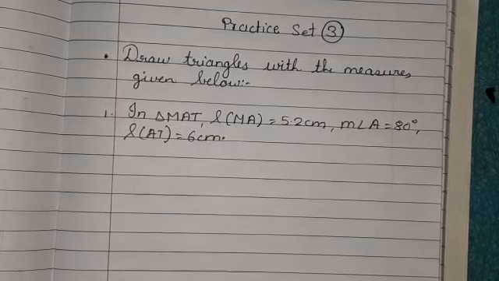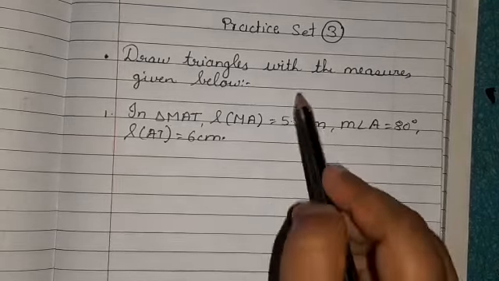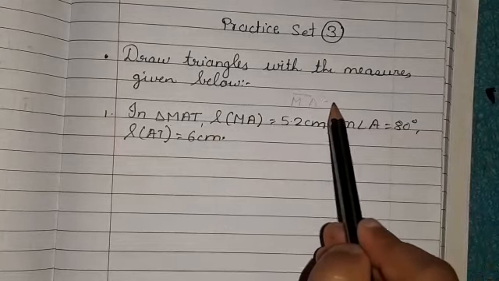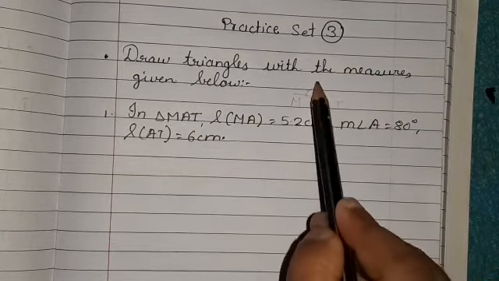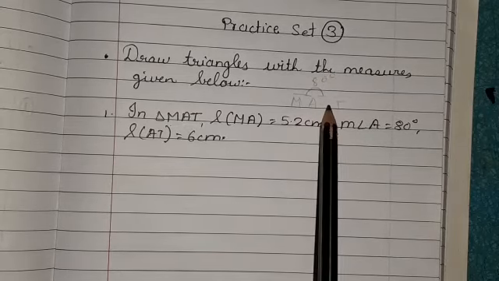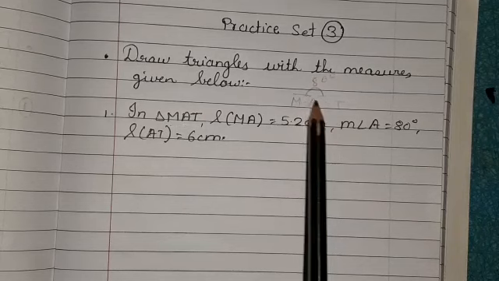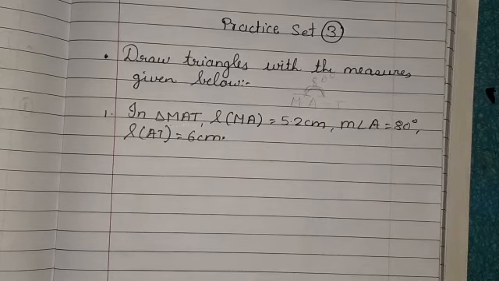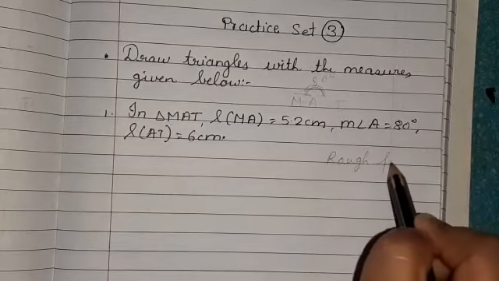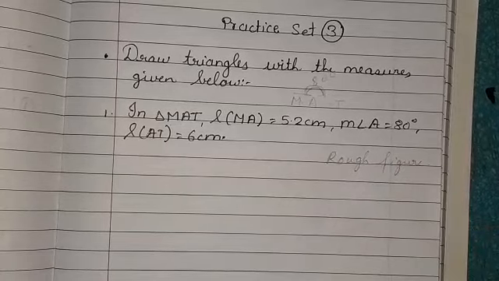Now if you will see, then length MA is here, suppose, and AT is the other one. Angle between both of them is given, that is 80 degree. Means two sides of the triangle are given and those two sides are making an angle of 80 degree. Did you understand? Now 80 degree is less than 90, means it will be an acute angle. So first we will construct the rough figure.